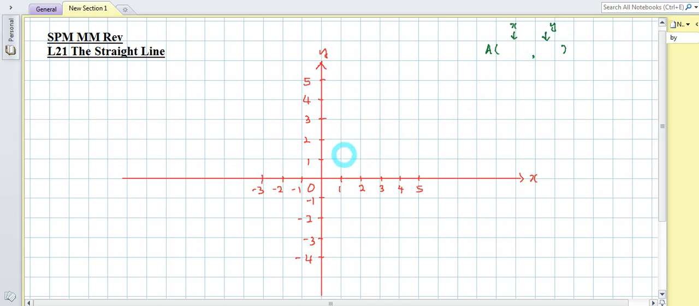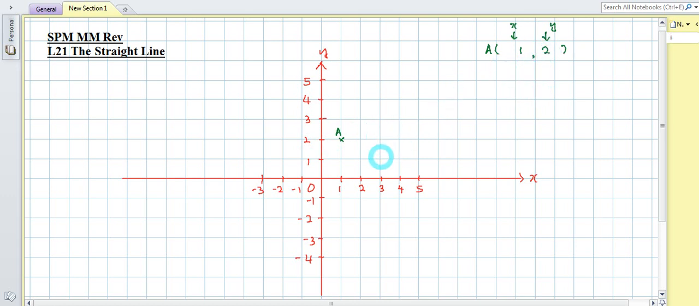Okay, let's say I have a point here, point A. So what is the coordinate of point A? Always write the x coordinate first. So this is 1 and this is 2. Okay, so this is the coordinate for point A.